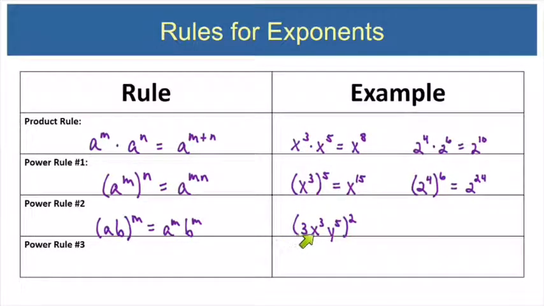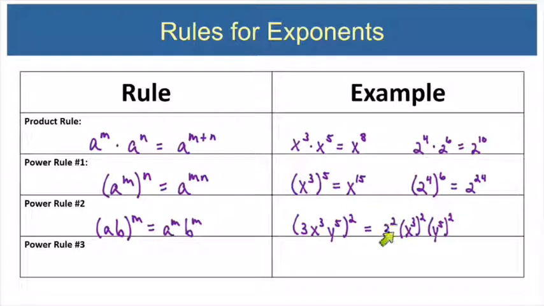Here I have 3x to the third, y to the fifth, all raised to the second power. So this power rule number 2 tells me that I can apply this outside power to each factor from inside the parentheses. So that's going to be 3 to the second times x to the third to the second times y to the fifth to the second. And now we can go back and simplify this using our power rule.